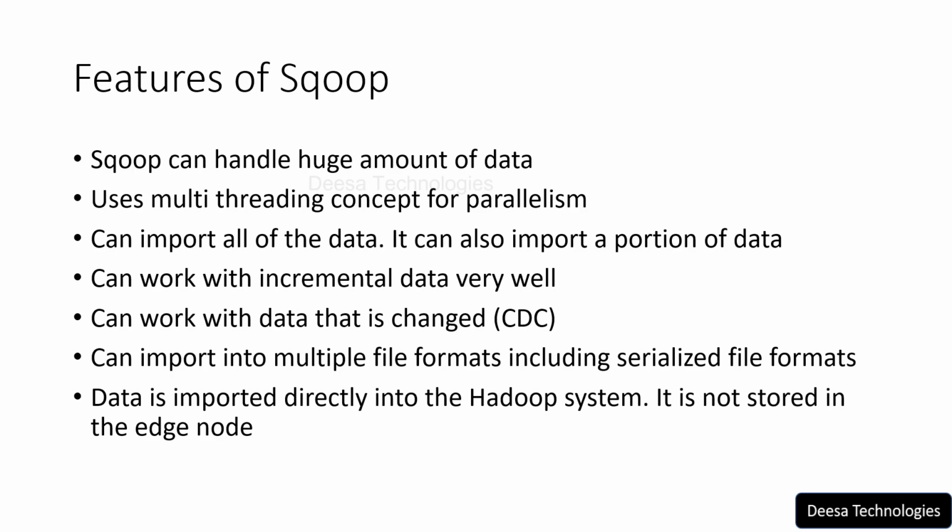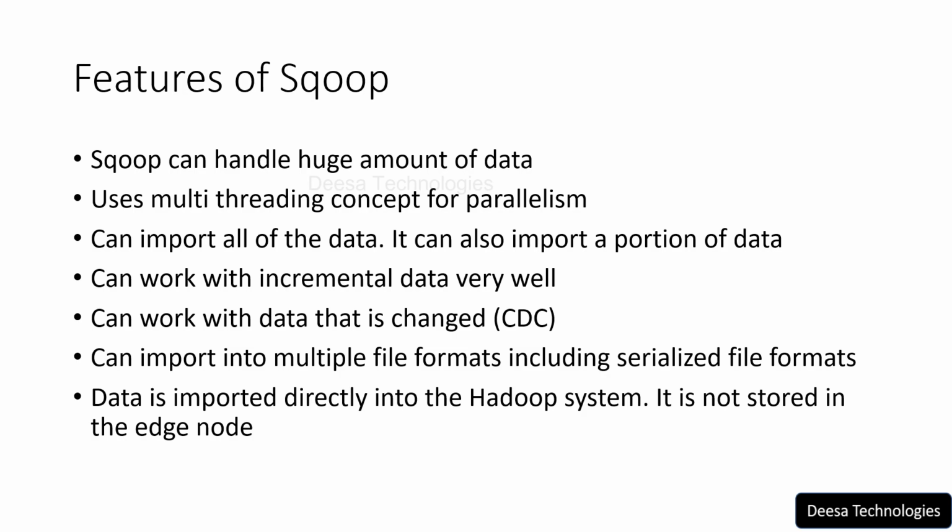Sqoop can handle a huge amount of data. When you are dealing with big data, you expect the data to be huge. So Sqoop can handle a humongous amount of data. It uses the concept of multi-threading, where you have multiple processes running at the same time. This makes the process complete faster, and this is the concept of parallelism. The queries run in parallel, and it can import all the data at once, and it can also import a portion of the data.